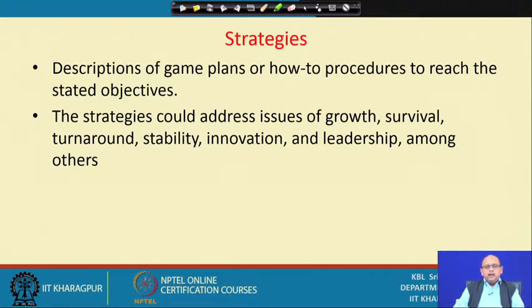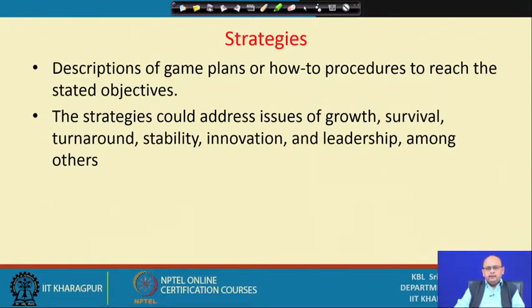Okay. So, in order to achieve these goals, we need to develop certain strategies, that is, an action plan or what you know as a game plan, or how to go about it so that you are able to reach the goals or the objectives, right. Because these strategies are related to growth, survival, stability, innovation, leadership, all kinds of things. So, we have to discuss it in such a way so that we are able to understand how strategies contribute to the goals and objectives of the organization.